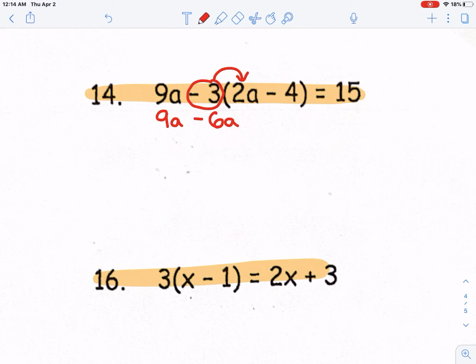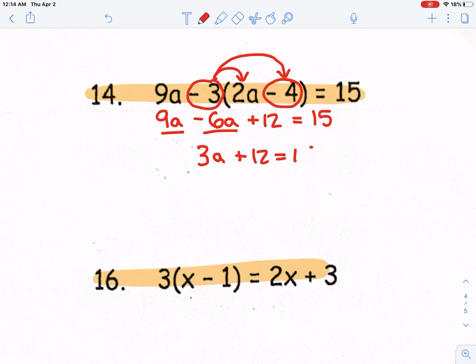And then we also want to do negative 3 times negative 4. So remember, negative times a negative is a positive. So we get plus 12. And now we can see that we have a 9a minus 6a over here on the left, so we can combine those like terms, and we get just 3a.